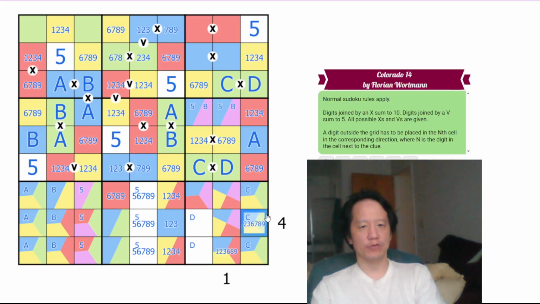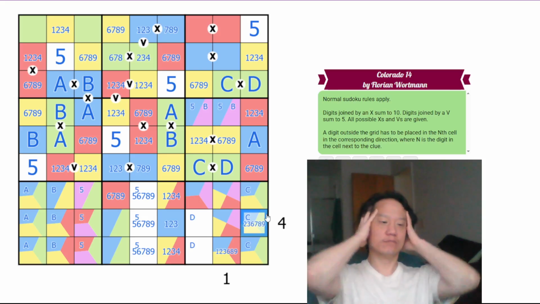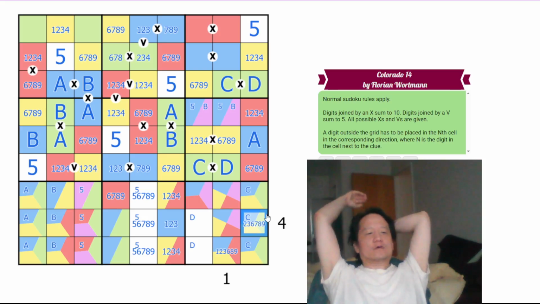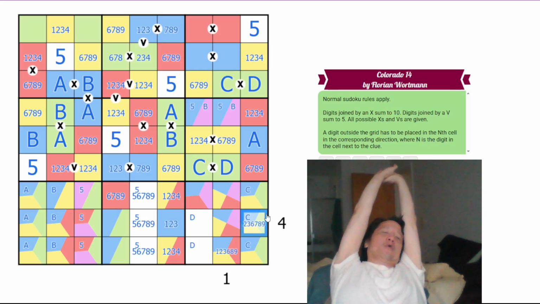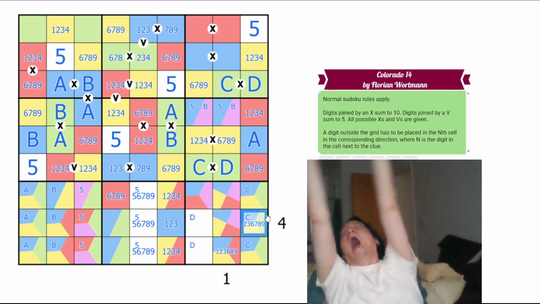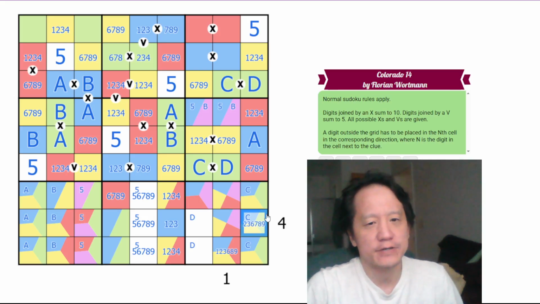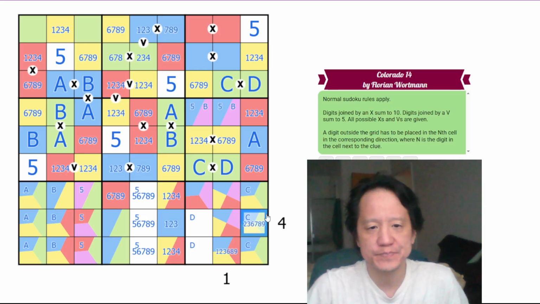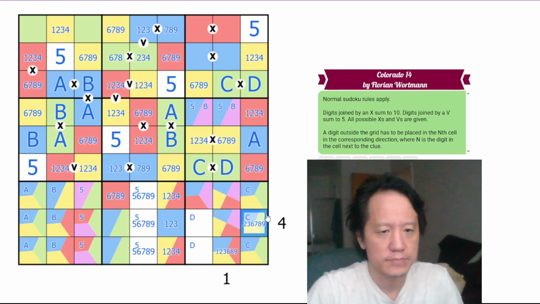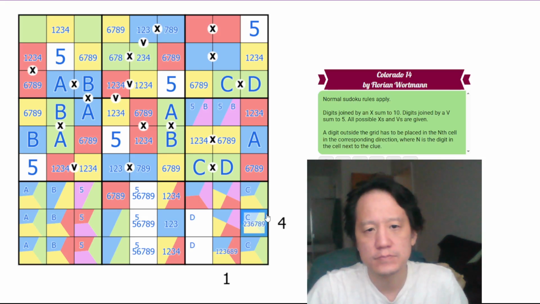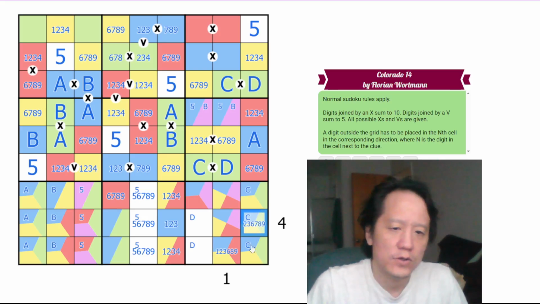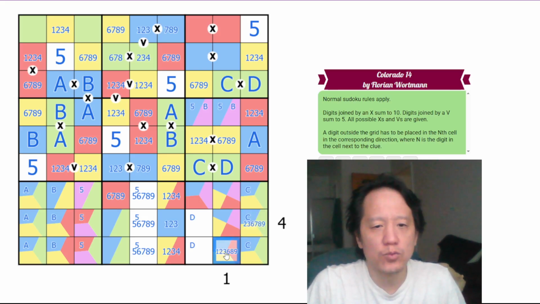This cannot be blue. It could be blue. Never mind. The 4 cannot be blue. But we don't know where that is. So this is blue, red, or yellow.